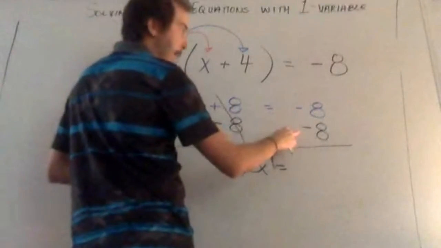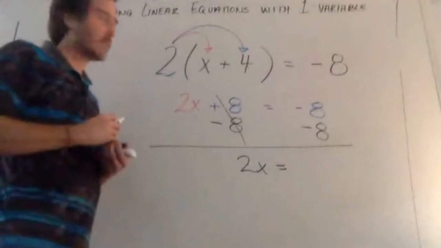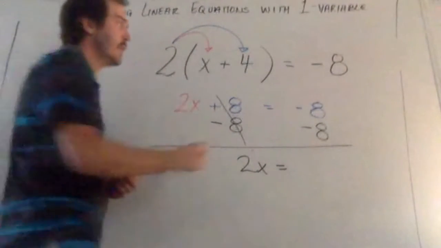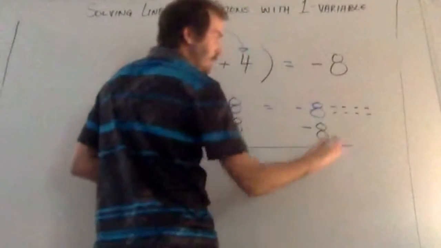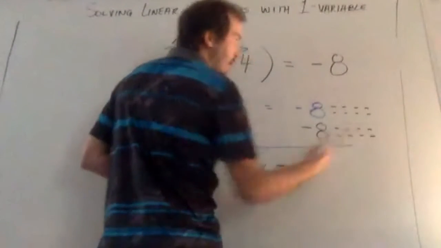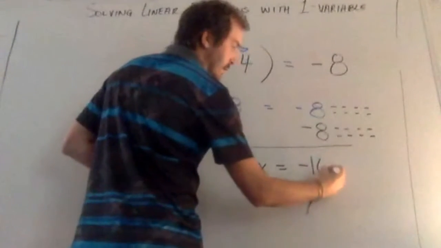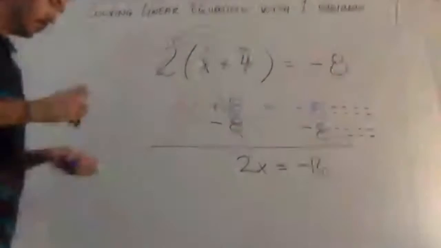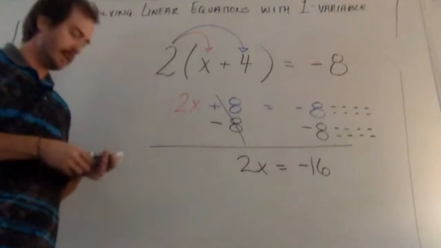Now I have negative 8 minus 8. Use your number lines if you need to, but negative 8 minus 8. I have 8 negatives: 1, 2, 3, 4, 5, 6, 7, 8. And 8 more negatives: 1, 2, 3, 4, 5, 6, 7, 8. How many total negatives do I have? I have 16 total negatives. So I have 2x equals negative 16.